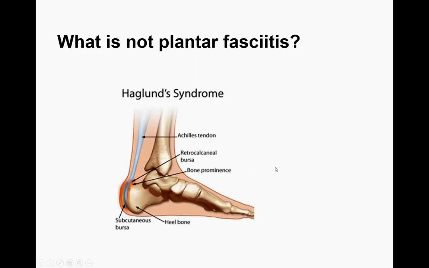So what is not plantar fasciitis? Here's an example of a Haglund's deformity. A Haglund's deformity is a bump on the back of the heel, right here. It can be a large bump up here, or it could even be a spur on the back of the heel. That's not plantar fasciitis. That's treated a different way, kind of similar, and the treatments here may help, but it's not strictly plantar fasciitis. Plantar fasciitis is down here. It's not in the back.